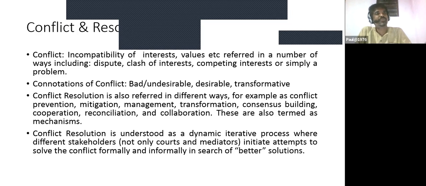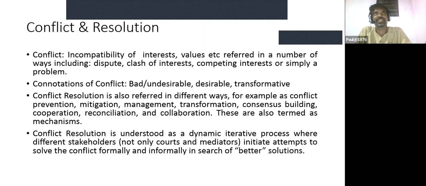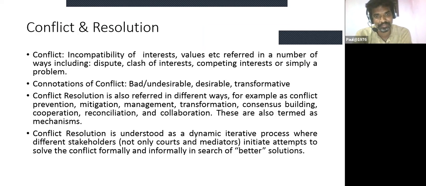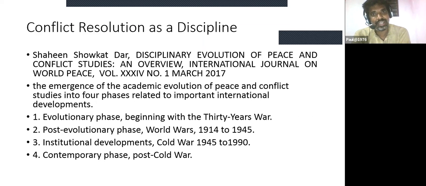The new education policy, which is envisioned or released recently, is also trying to address many conflicts that are existing in our society. Now, when you look at conflict resolution as a discipline, conflict resolution as a discipline is very new in its origin and evolution.